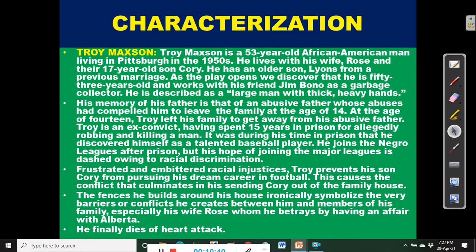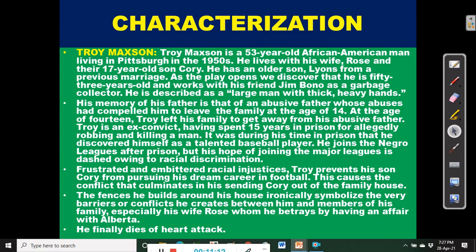Now let's look at the characterization. By the way, characterization is the way and manner in which an author, playwright, or novelist, as the case may be, presents the characters in their work of art. All right, so let's look at the characters in Fences by August Wilson. The major character is Troy Maxson. The play is about Troy Maxson.